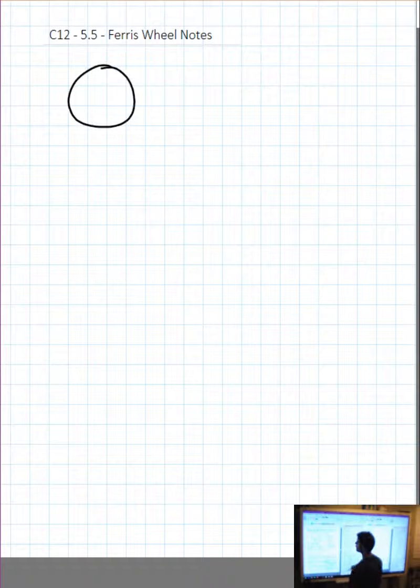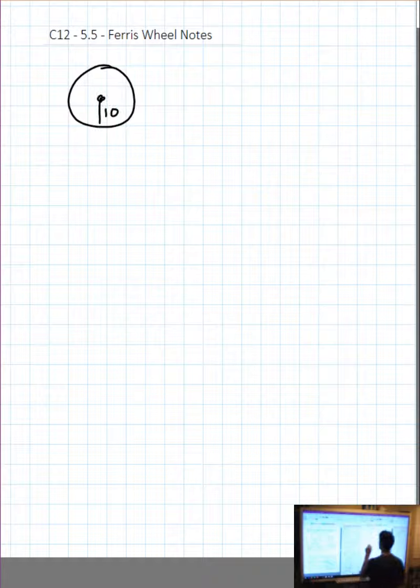Okay, 5.5 Ferris wheel notes. A Ferris wheel, you're going to have to read the notes or just follow along. A Ferris wheel, immediately, I draw a Ferris wheel with a radius of 10, I'm going to put it going straight down.